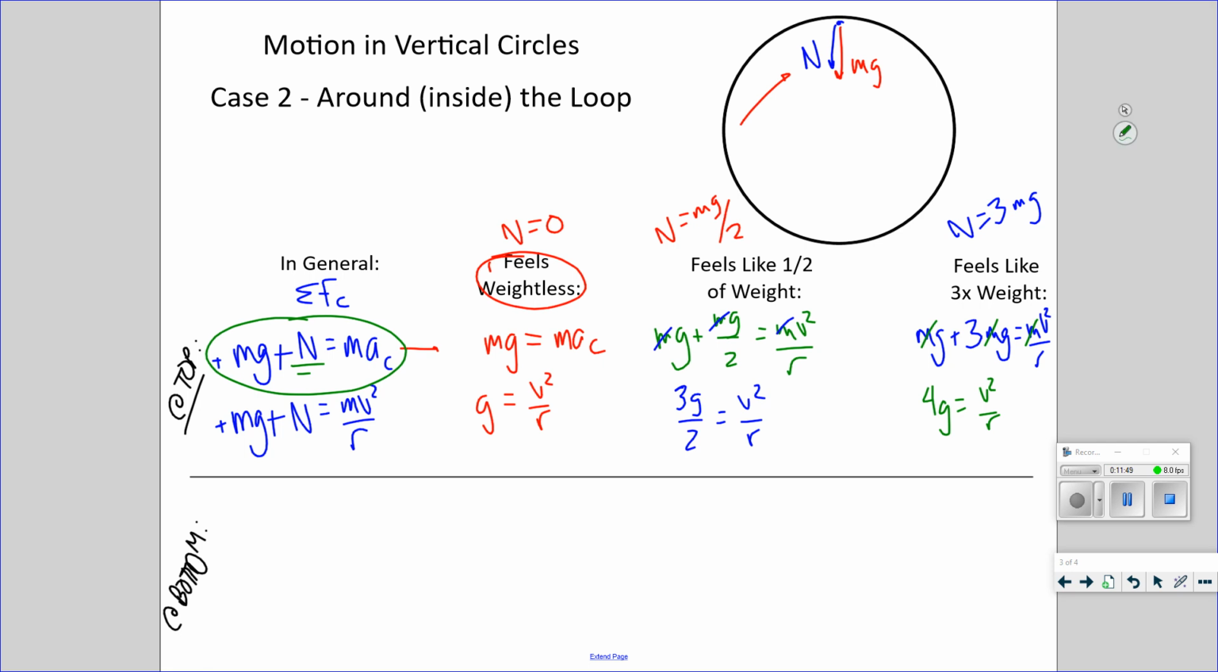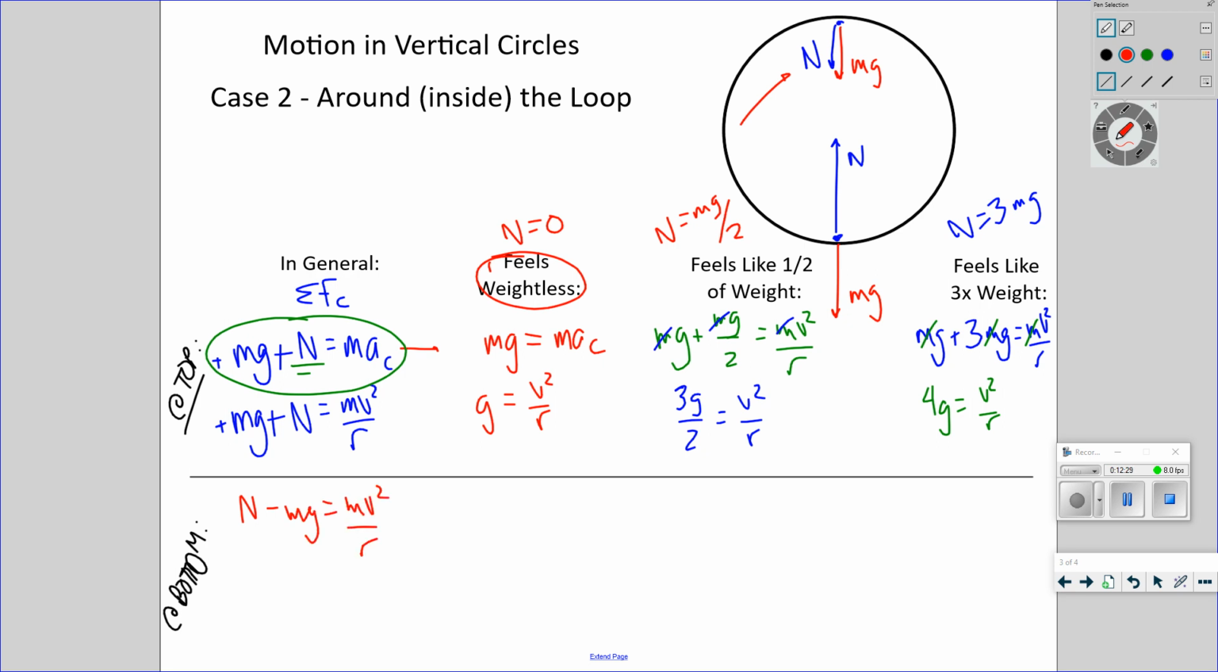Now, at the bottom, here's our rider, our object. It still weighs what it weighs, mg, the same as it was anywhere. But now the normal force has to point inward, because it's the force that the surface exerts on the object. That force always points perpendicular to the surface. And I know that N has to be bigger than mg because we need a net force inward. In general, we'll start by saying the inward minus the outward. There's our net force statement.